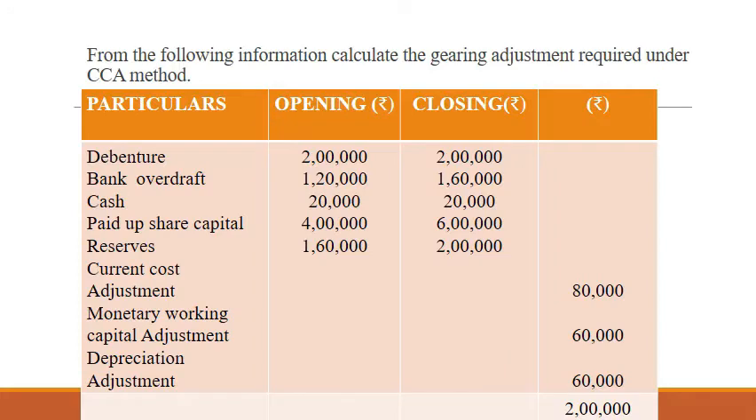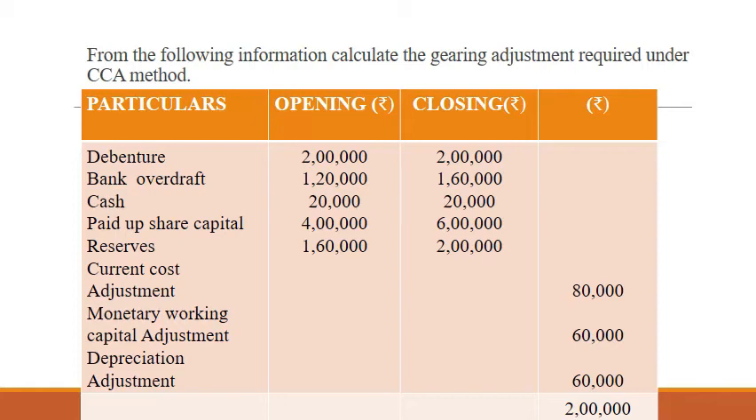So the question says, from the following information calculate the gearing adjustment required under the CCA method. Four columns are given: particulars, opening, closing, and a common column for the adjustment amounts. Debentures, opening and closing, are the same at 2 lakh. Bank overdraft at opening 1,20,000, closing 1,60,000. Cash, both opening and closing, remains 20,000. Paid up share capital 4 lakh at opening, and at closing it becomes 6 lakh. Reserves, opening 1,60,000, closing 2 lakh.